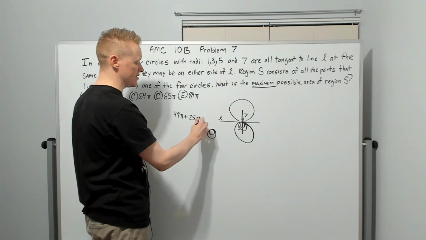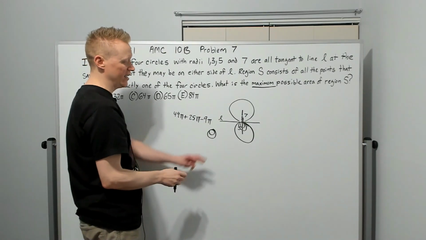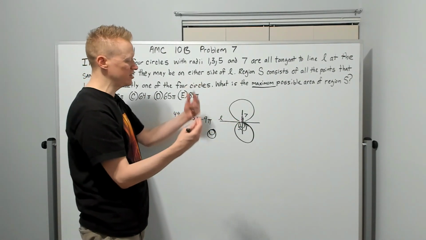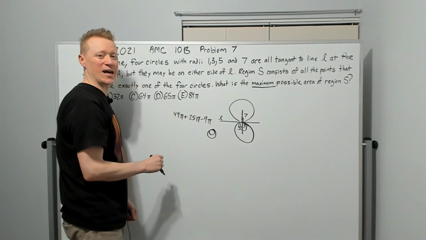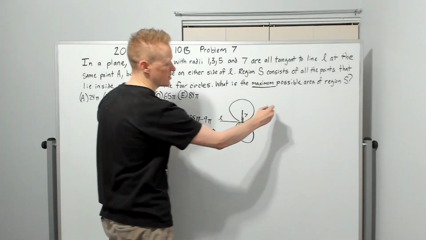In either case, you're going to have to subtract an area of 9 pi. So again, I can flip both of these two circles into the radius 7 circle if I want. I'm still going to have to subtract 9 pi. And the way that works is why?